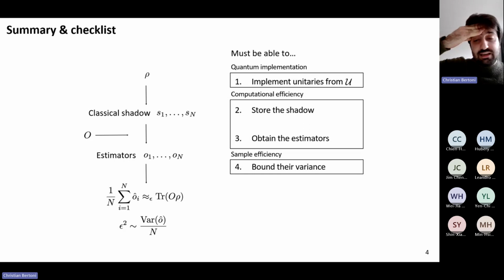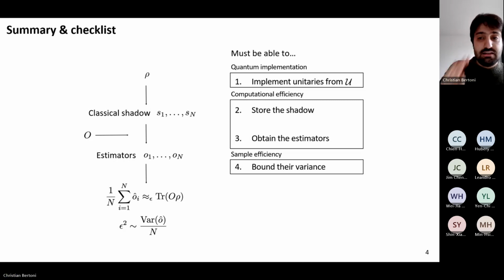And I think we can divide this in 3 broad categories. The first one is an issue of quantum implementation, and this is the only quantum part of the protocol at all. The rest is all classical post-processing. Points 2 and 3 are issues of computational efficiency. So what our classical computer must be able to do in order to even obtain any estimation efficiently. And the first point is an issue of sample efficiency, meaning if we can obtain estimates, how many samples do we need to take in order to reach some threshold error epsilon?